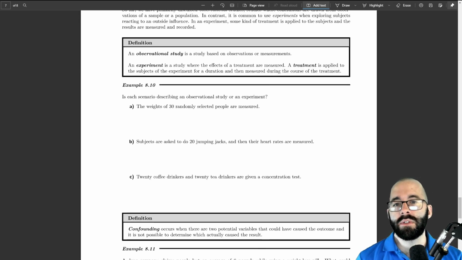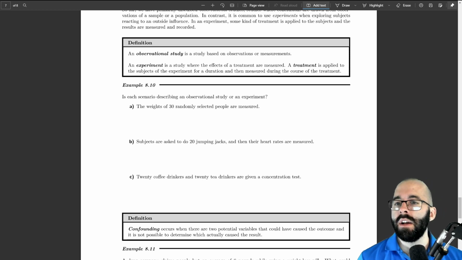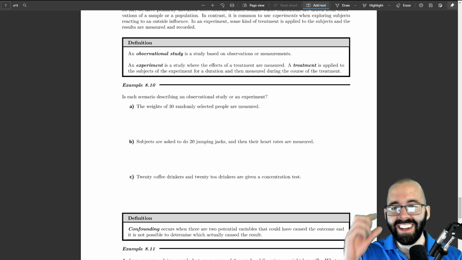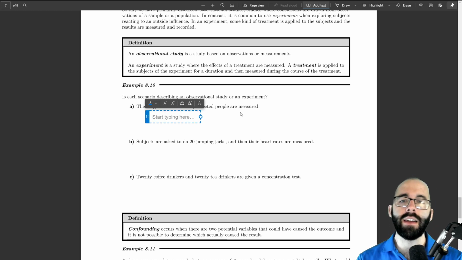Each scenario describes either an observational study or an experiment. So we are weighing 30 randomly selected people and we're going to record their weights. No experiment being done here. We're just observing, collecting data. It's an observational study.